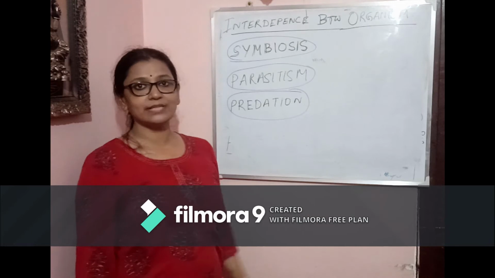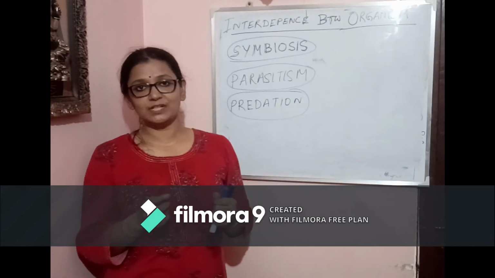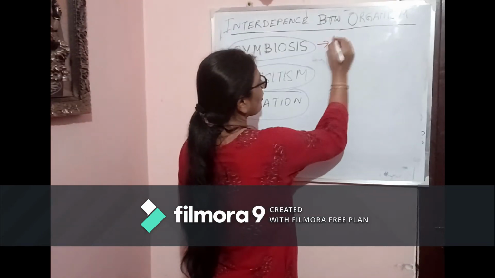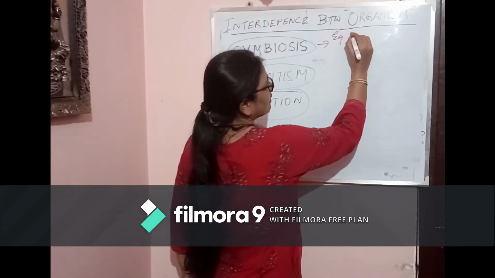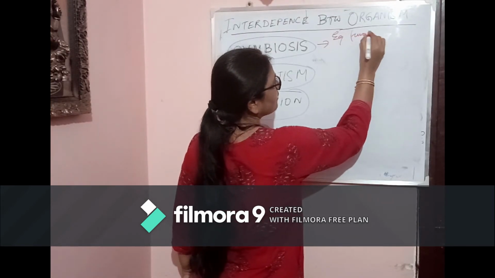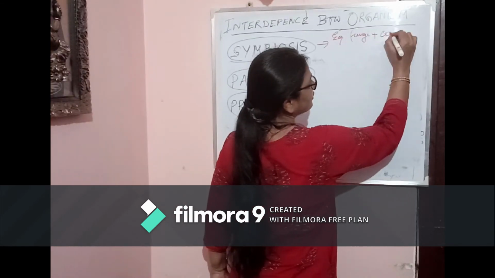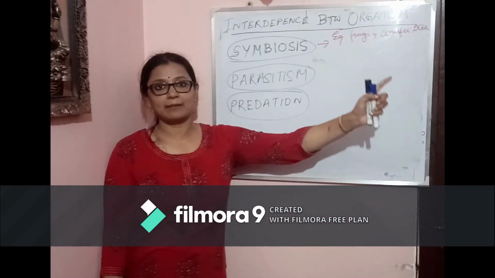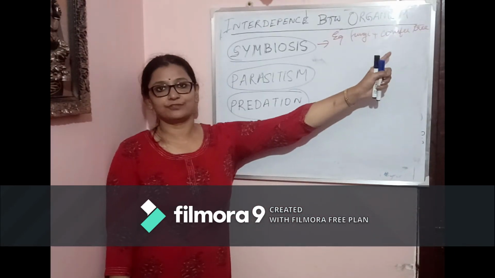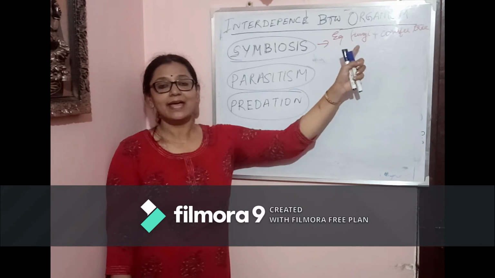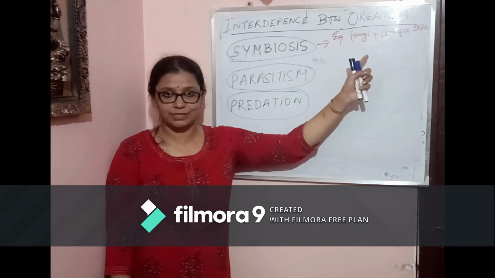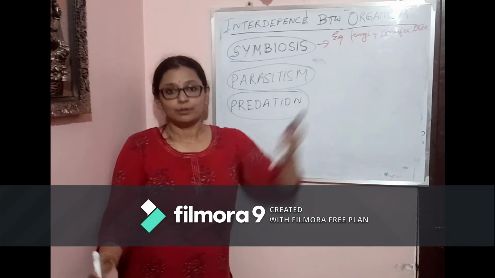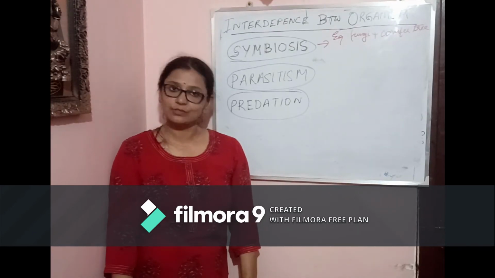Now symbiosis, as I told, involves mutual benefit between 2 organisms. A very good example is the fungi and a conifer tree. The conifer tree provides shelter to the fungi and provides nutrition to the fungi. The fungi in turn help these conifer trees derive nutrition and water from the soil.